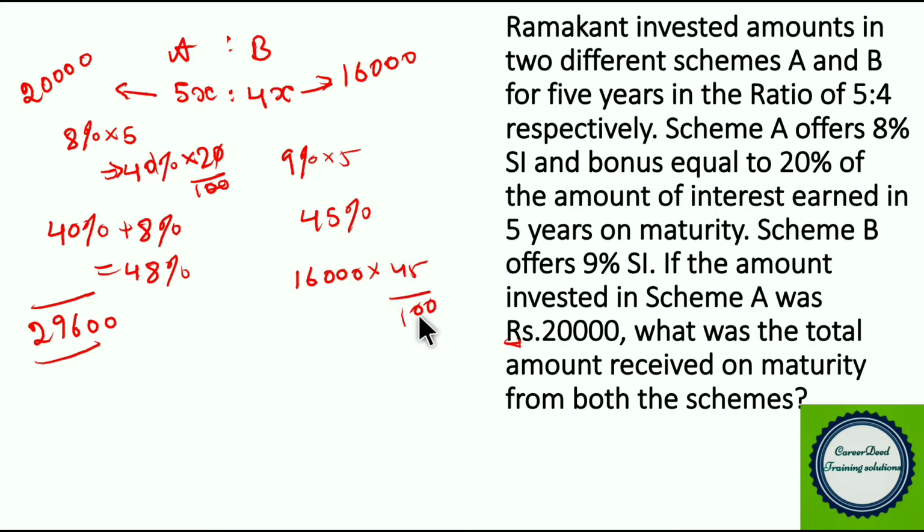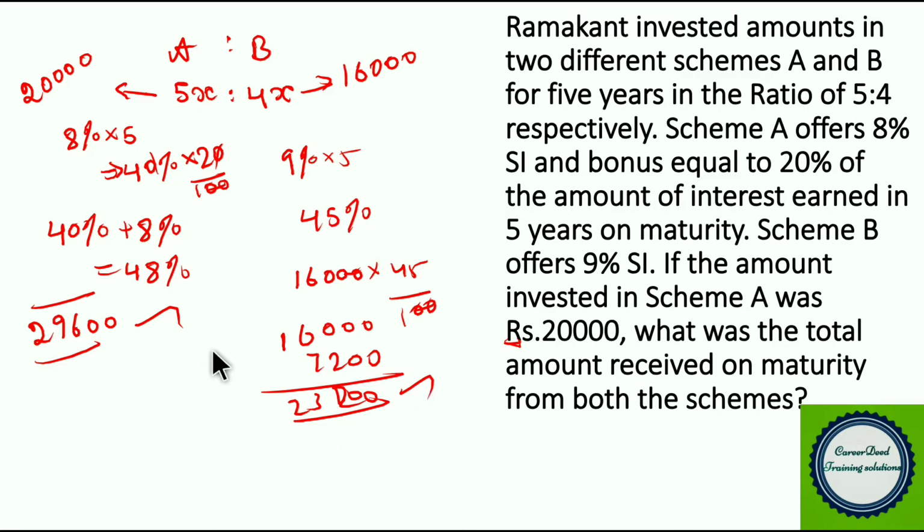So 16,000 into 45 by 100, you get 160 into 45. So 16 into 45 we get 720. So you have 1 0, so 7,200. So with this 16,000 he will get 7,200 rupees extra. So which is 23,200. So in scheme A he will get 29,600, in scheme B he will get 23,200.